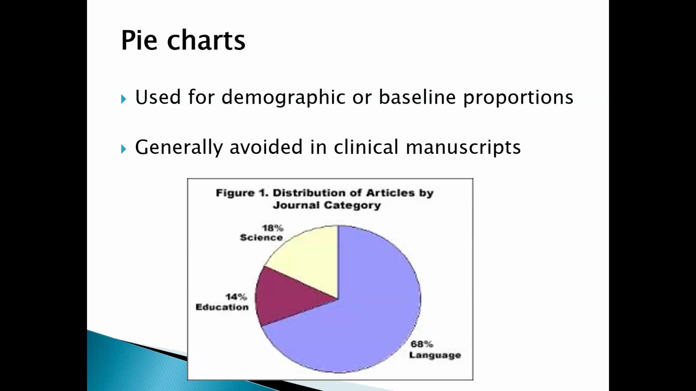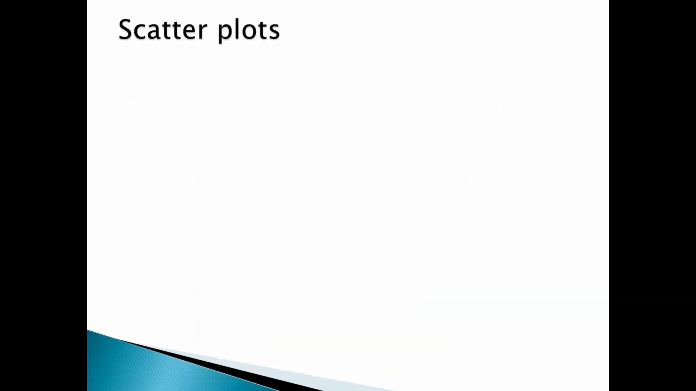But somehow they don't like too many pie charts in a particular manuscript. Okay, maybe one or two maximum you can use. If possible, avoid that as well and try to explain with some other ways. Okay. Then comes the scatter plots.